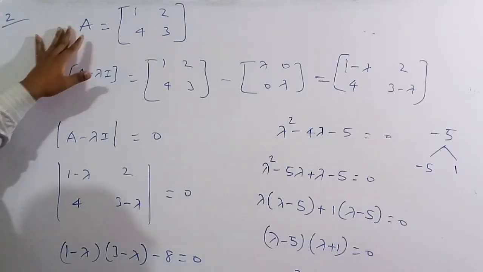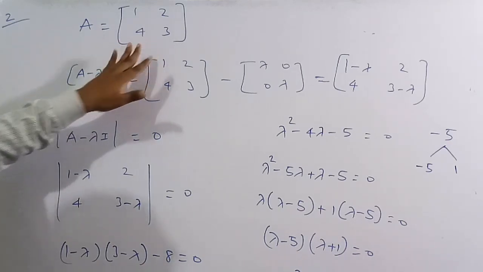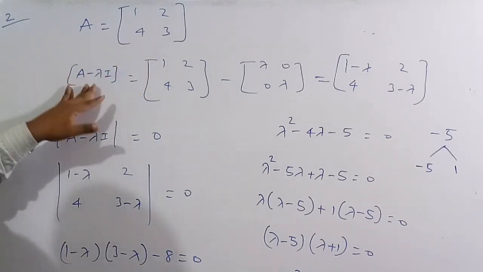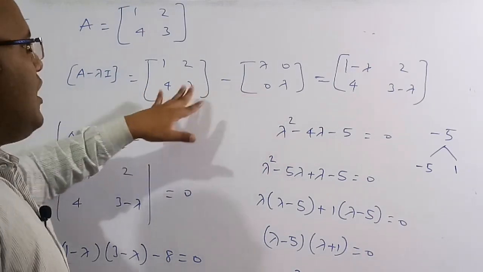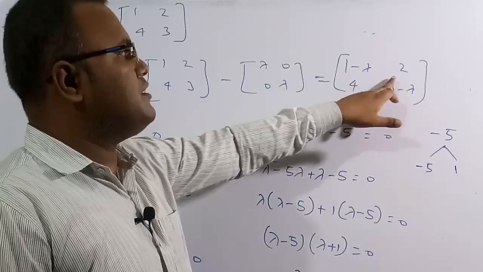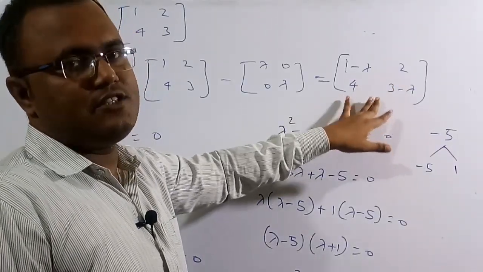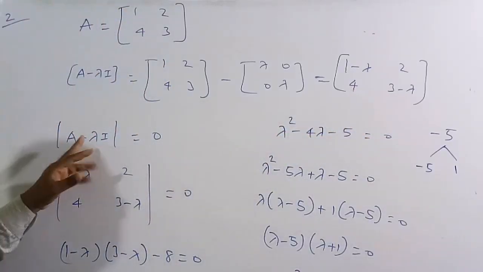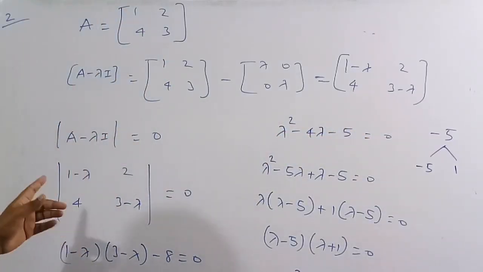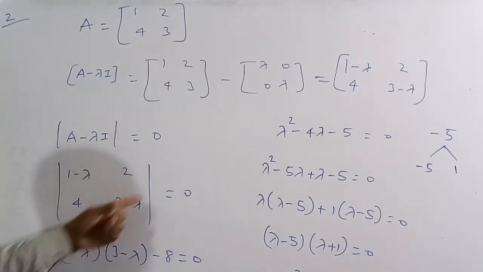So this is the matrix A equal to 1, 2, 4, 3. For this matrix we need to find the highest eigenvalue. To figure that out, first we need to find the matrix A minus lambda I. After solving this we get 1 minus lambda, 2, 4, 3 minus lambda. In order to find the characteristic roots, we need to equate this determinant to 0. Therefore the determinant of A minus lambda I is equal to 0, that is, the determinant of 1 minus lambda, 2, 4, 3 minus lambda is equal to 0.